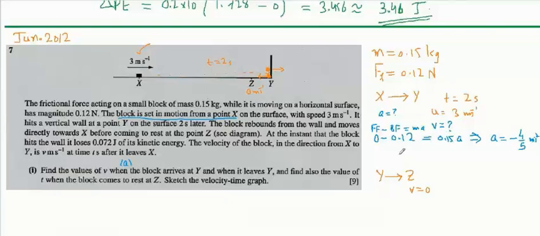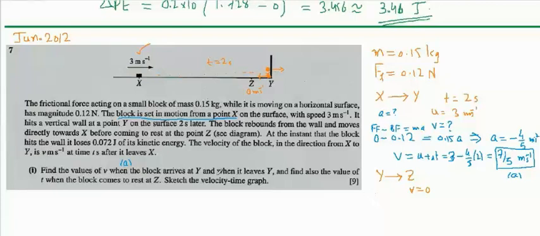Now the speed we can easily find. Since the time is given, v is equal to u plus at. So u is 3 minus 4 over 5 times 2. So what will we get? 15 minus 8 over 5, that is 7 over 5. So 7 over 5 meters per second. This is the answer of the first part, the answer of A.